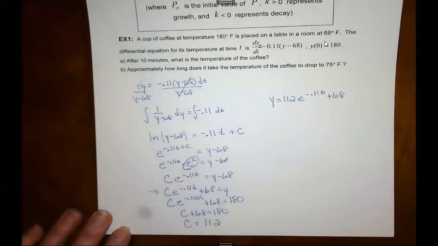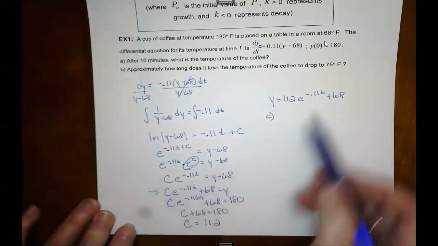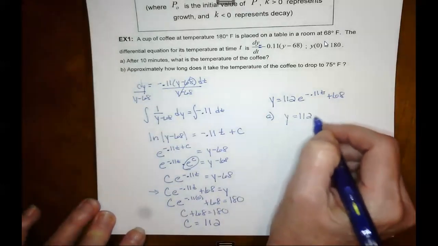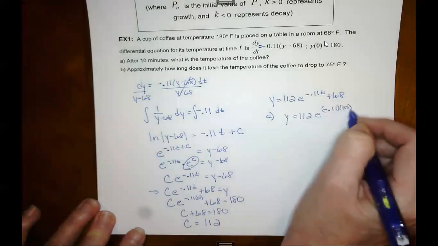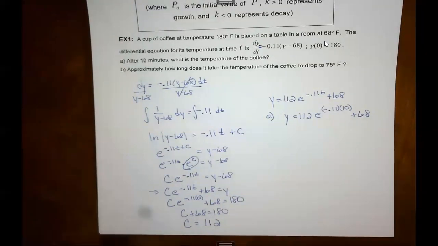All right, so now we're going to get to our questions. And these questions are what we did in pre-cal last year. So part A says, after 10 minutes, what's the temperature of the coffee? So we're just going to put 10 in for t. y equals 112 e to the negative 0.11 times 10 power plus 68. And then we're just going to solve for y.